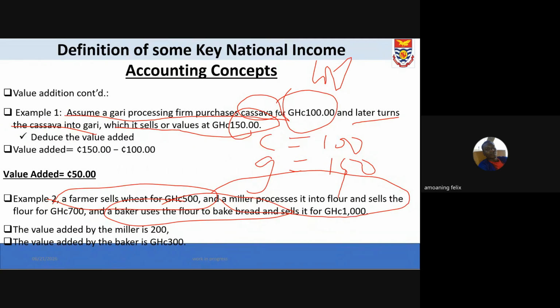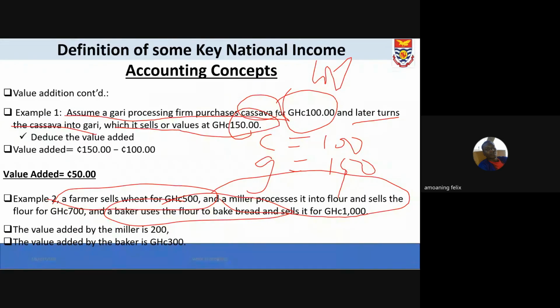And the value of Gary, we had 150. So if I want to know the value that has been added, it is the difference between the cassava, the Gary, and the cassava, the prices. And I told you that to know the value of a commodity, we use the price to determine the value of a commodity. So it's the 50 Ghana that we are talking about in the trade.